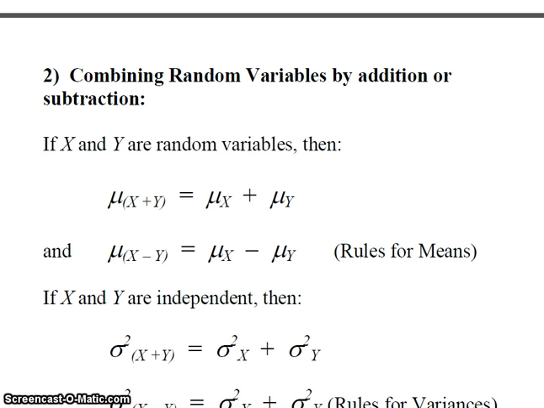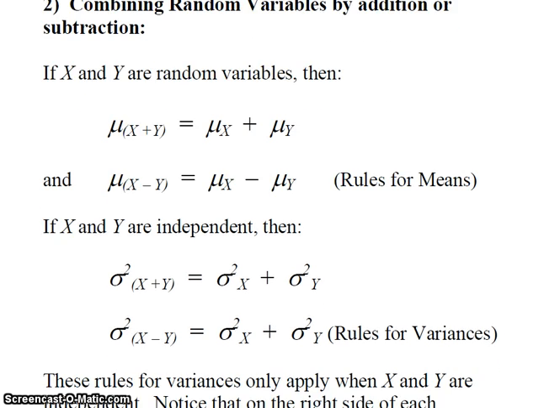Now, if x and y are independent random variables, then these are the rules that describe variances. The variance of the sum of x and y is equal to the sum of the variances of x and y. And then the variance of the difference of x and y is equal to the sum of the variances of x and y. So these rules for variances are very important. This only works if x and y are independent random variables.